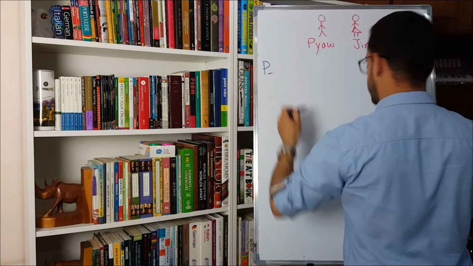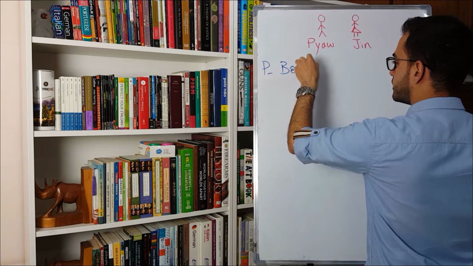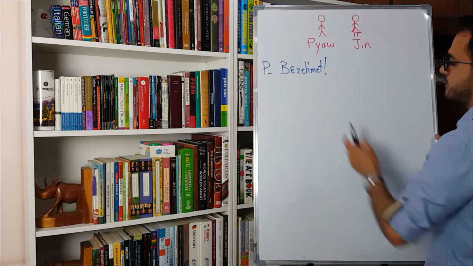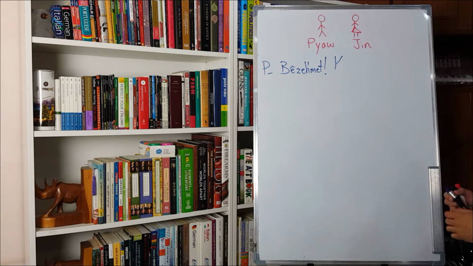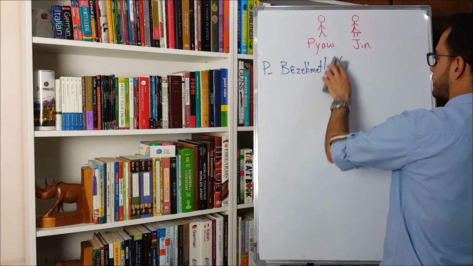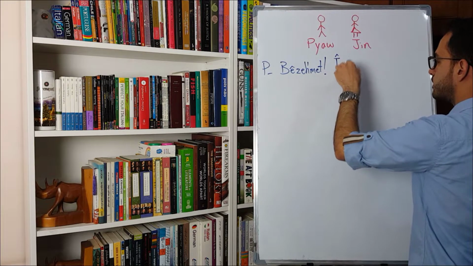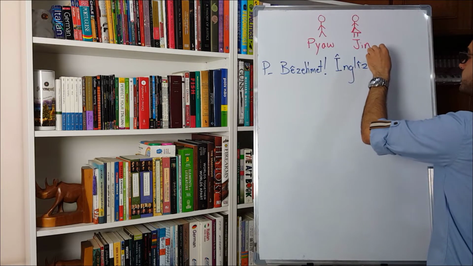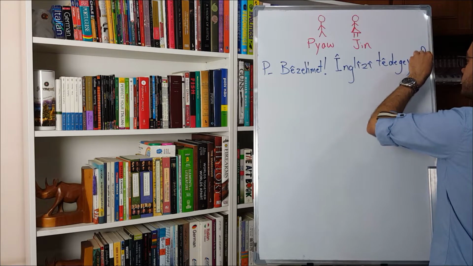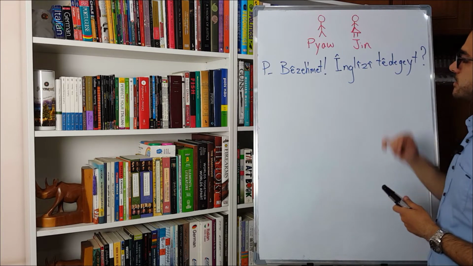We're gonna start with Piao, and our Piao, our man, is Canadian. Bezahmat. He wants to ask, excuse me, do you understand English? He's asking about English. Bezahmat, inglizi tedegate. Excuse me, do you understand English? Tedegate.